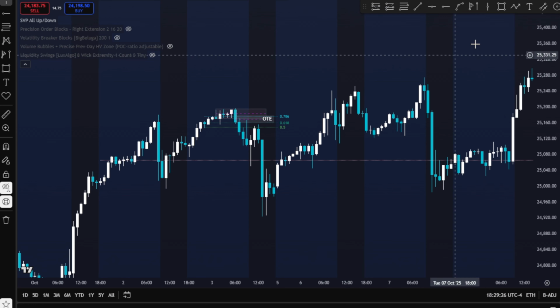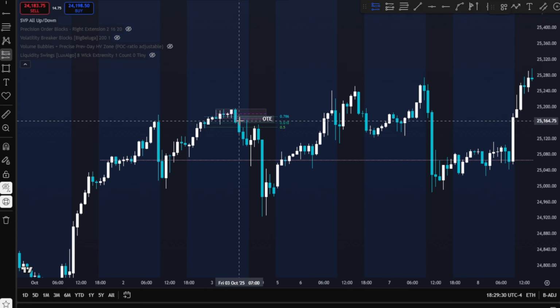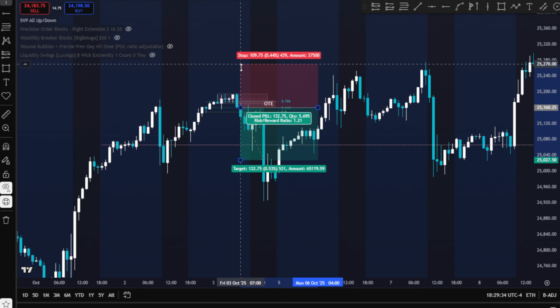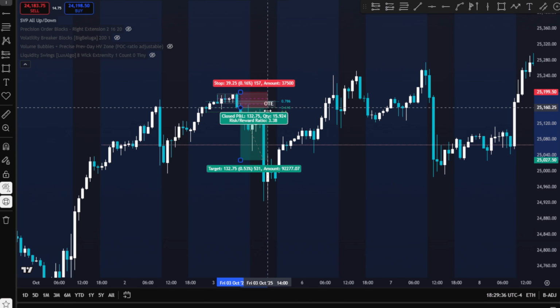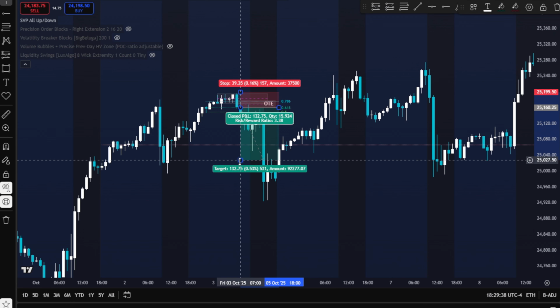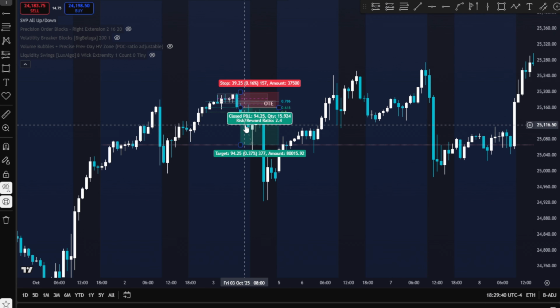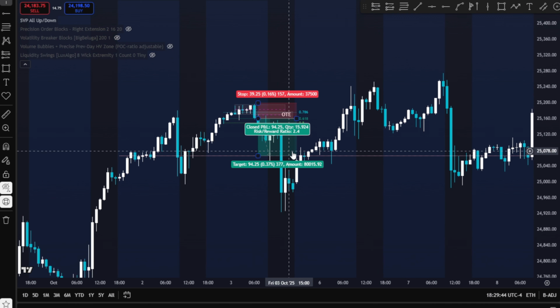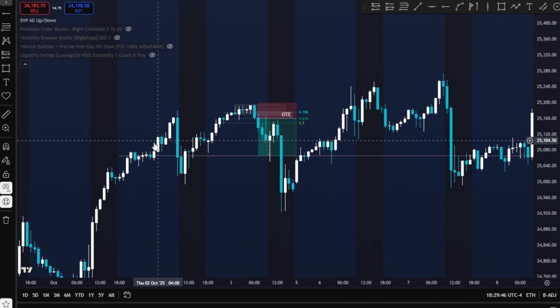Here it's very obvious, and this is as simple as it gets. OTE, enter at OTE, lining up with the water block on the 1 hour time frame. So this is the 1 hour time frame I'm looking at, and just target this. This is 2.4 RR.